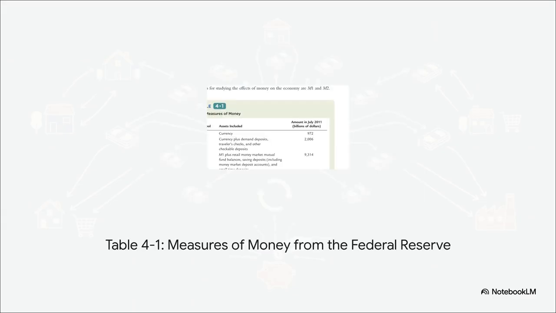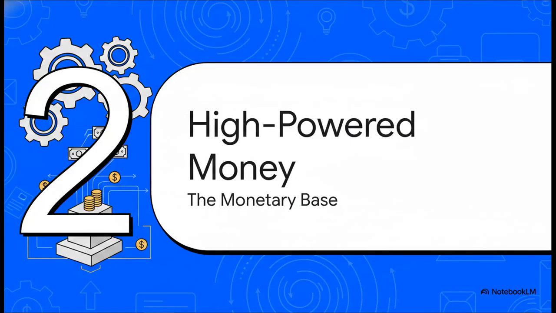Now, looking at this data, here is the absolutely crucial takeaway. Physical dollars actually represent just a tiny fraction of the total money stock. The vast majority of what you and I consider money isn't paper and ink at all. It's literally just digital entries in bank ledgers. And this means the banking system isn't just a giant vault for storing your cash. It is an active, dynamic engine that literally creates the money supply. Which brings us to part two, high-powered money.